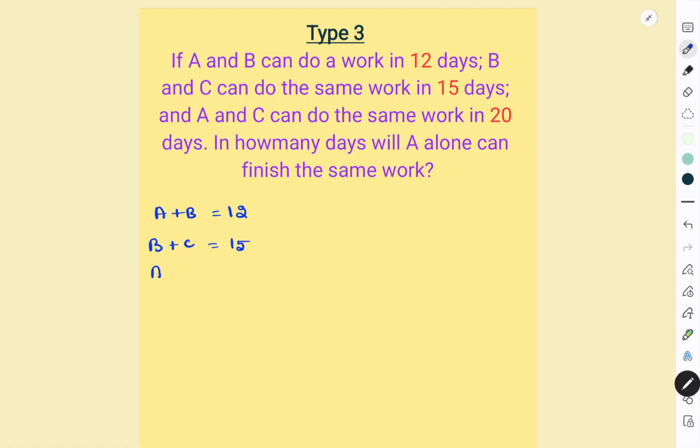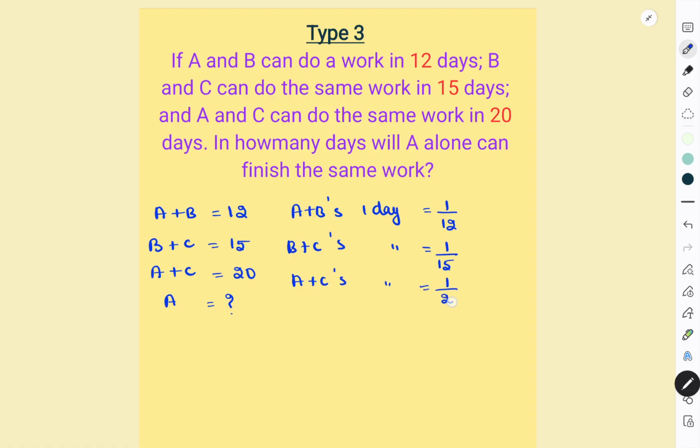A and C do the same work in 20 days. So in how many days can A alone do the same work? This is the question. So A plus B's 1 day work equals 1 by 12. Likewise, B plus C's 1 day work equals 1 by 15, and A plus C's 1 day work equals 1 by 20.